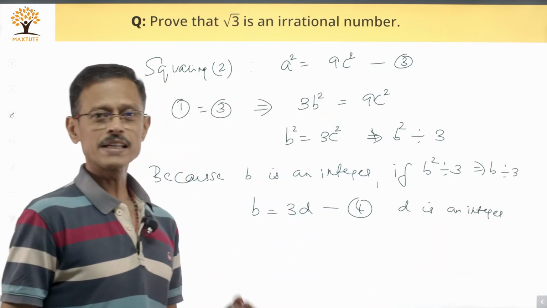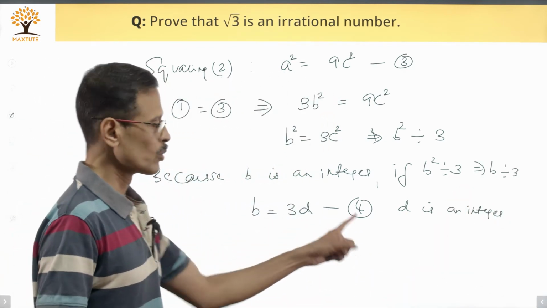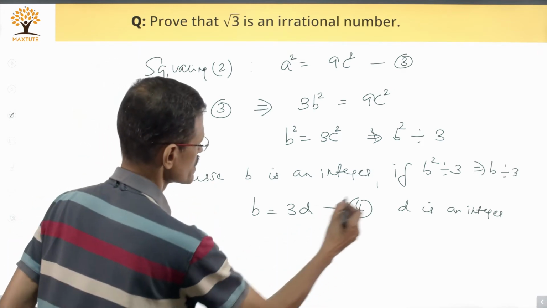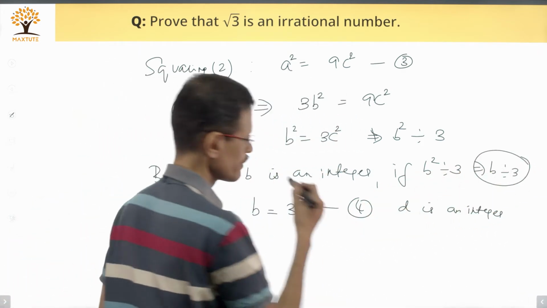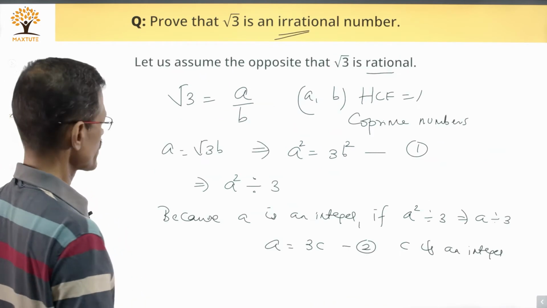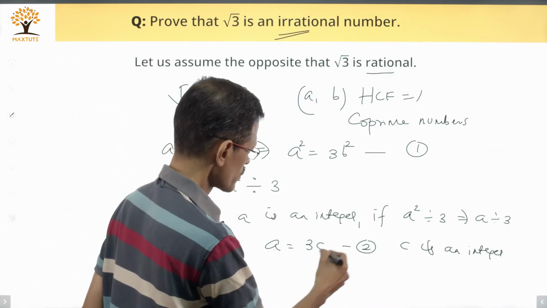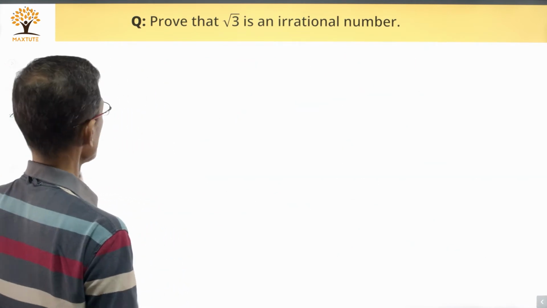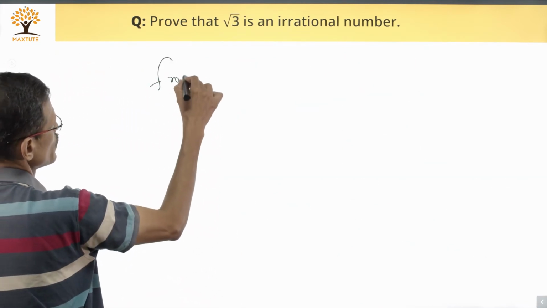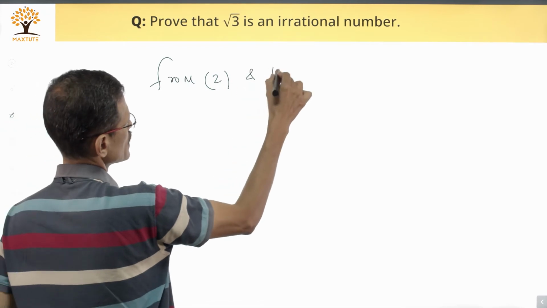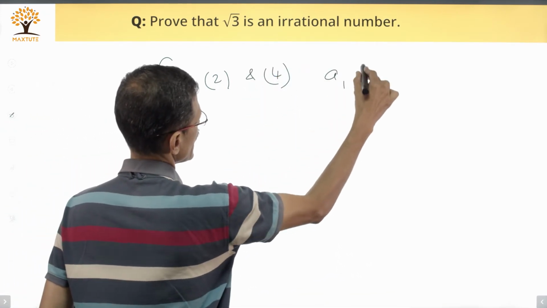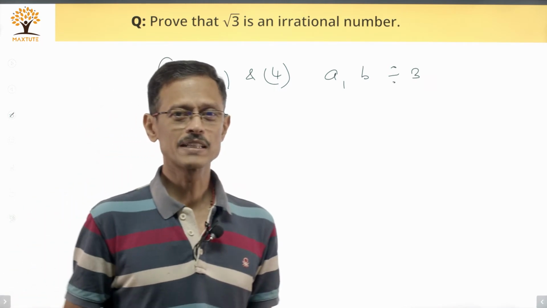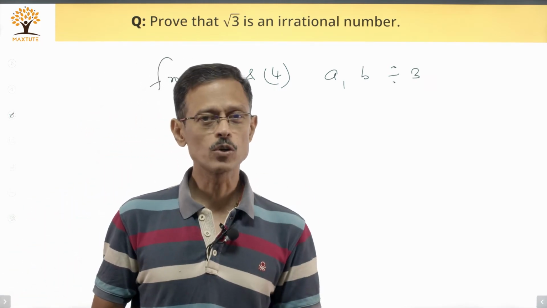Now, let's compare equations 2 and 4. From 4, we know b is a number which is a multiple of 3, which means b is divisible by 3, right? This is what equation 4 is all about. Let's go to equation 2. In equation 2, a is equal to 3c, which means that a is divisible by 3. So, essentially from equations 2 and 4, we can infer that a and b are divisible by 3. If a and b are divisible by 3, then a and b cannot be co-prime.